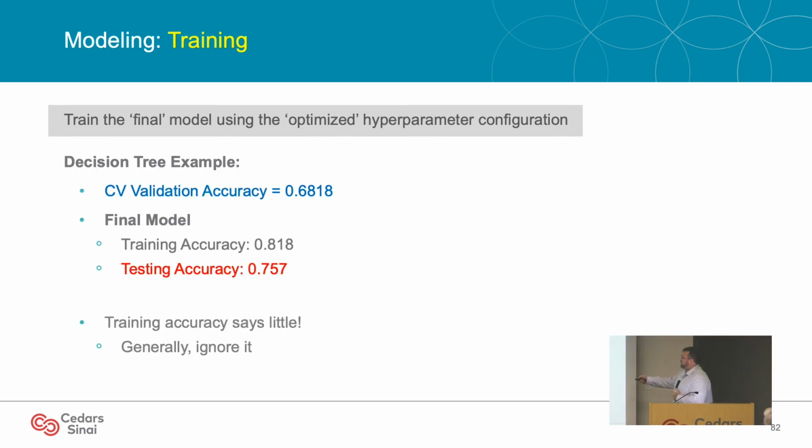So maybe during the hyperparameter optimization, this was the best performance we got in terms of accuracy of the model. And then we train our final model on the whole data set, and we get a training accuracy of this, and a testing or evaluation accuracy of, in this case, 0.757. Training accuracy says very little. You can generally ignore it. It does tell you if the algorithm's learning something on the data, but in terms of evaluating and presenting your results, generally just ignore training accuracies altogether.